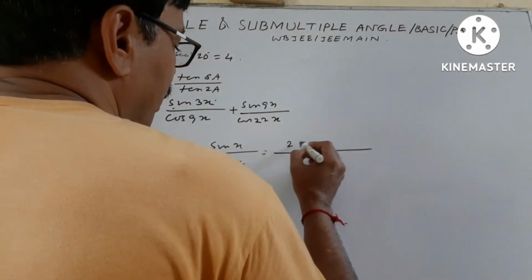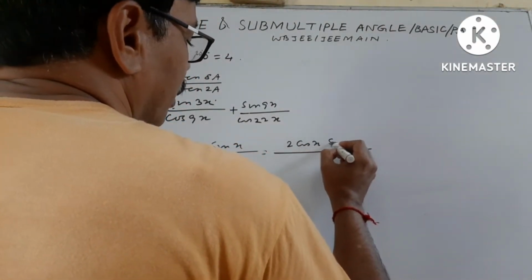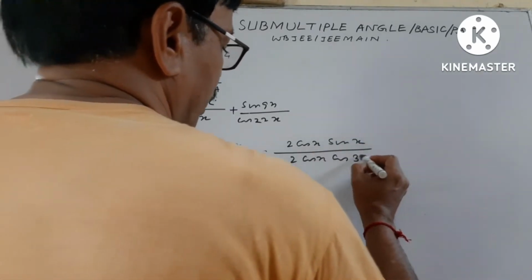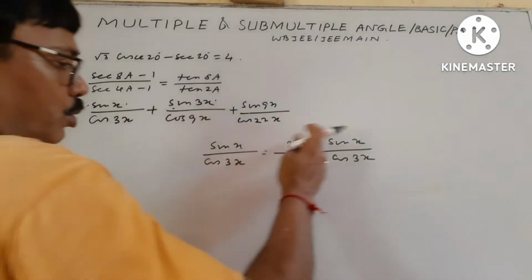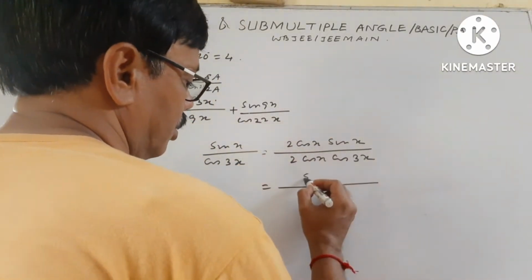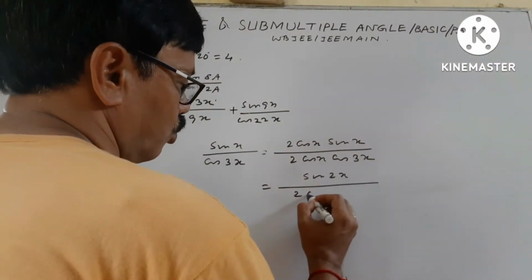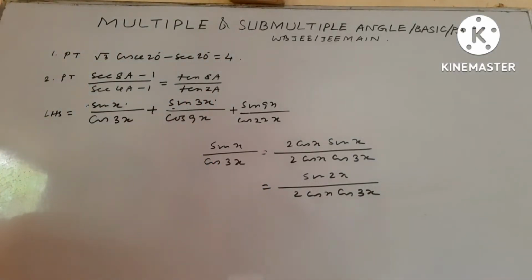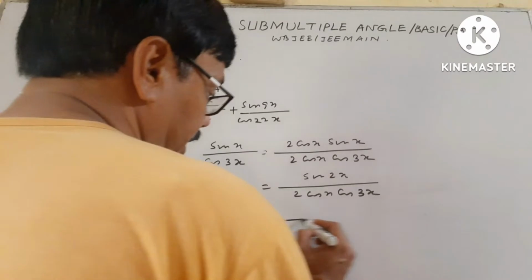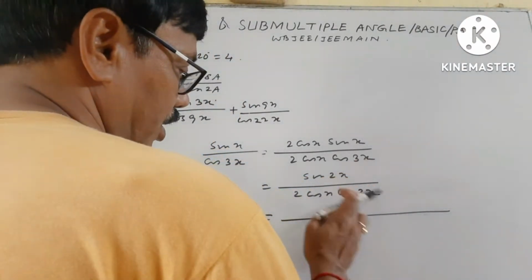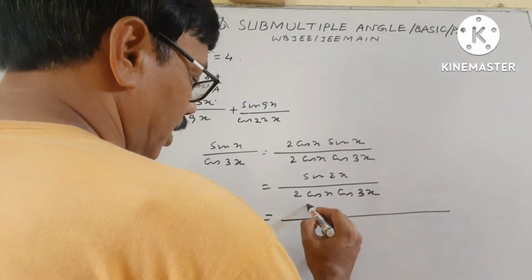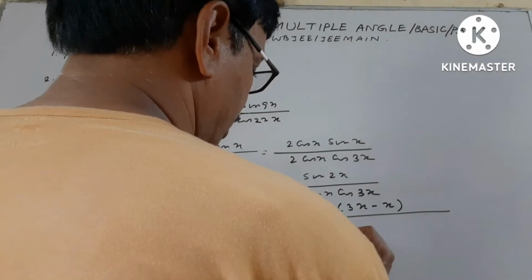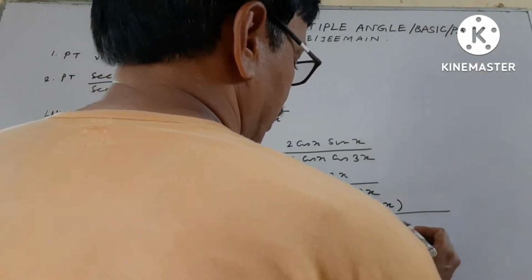We are multiplying numerator and denominator by 2 cos x, so 2 cos x into cos 3x. Why 2? Because we get a formula. This is sin 2x and this is 2 cos x cos 3x. Now listen again. What we are getting in the numerator is the difference of the angles of the denominator. So sin, you can write 3x minus x. This step is to be noted. I am saying it repeatedly.